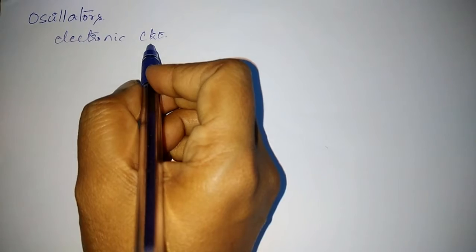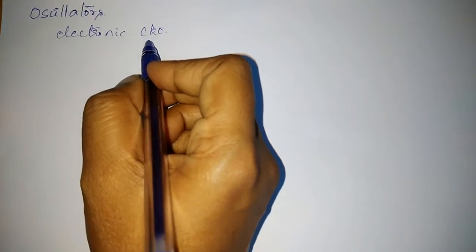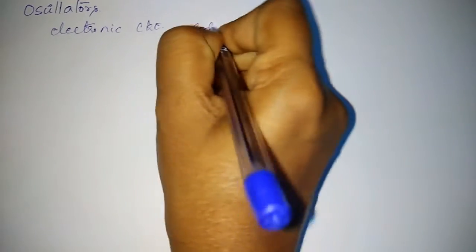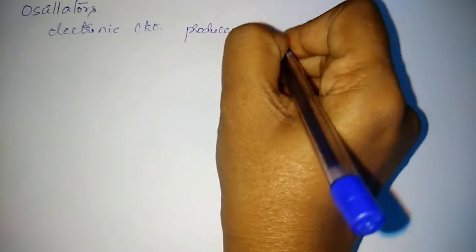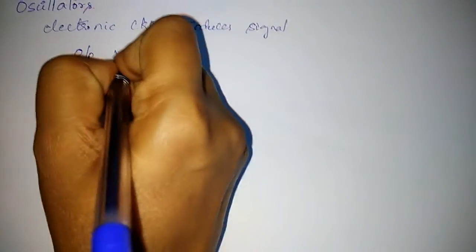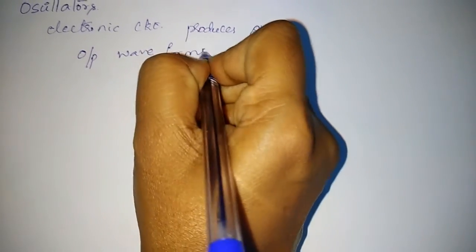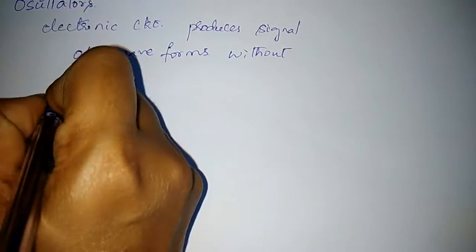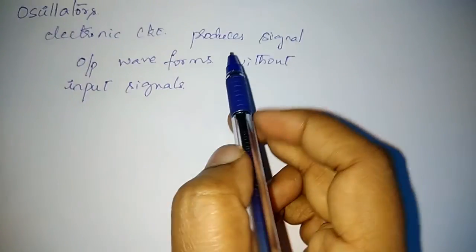Oscillators are defined as an electronic circuit. It is an electronic circuit which essentially produces a signal output waveforms even without the input signal. So you are not providing any input signal here, but still you will be getting the output.